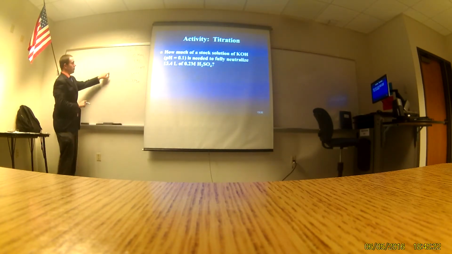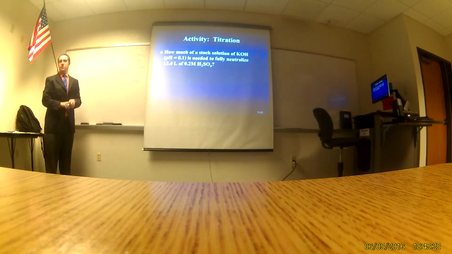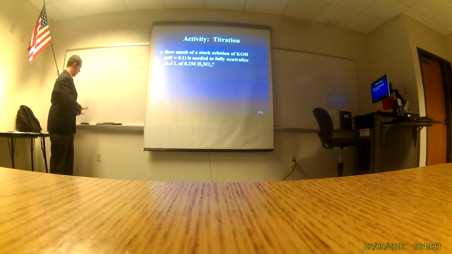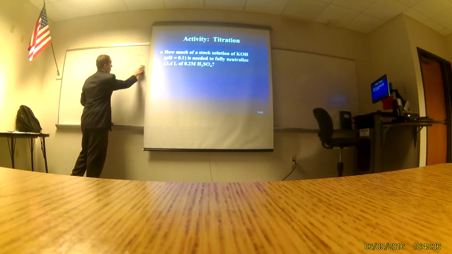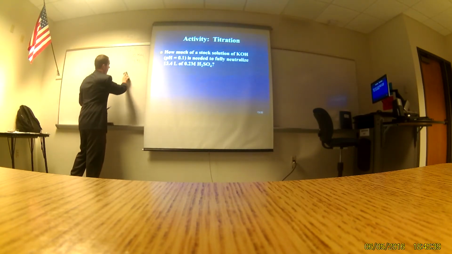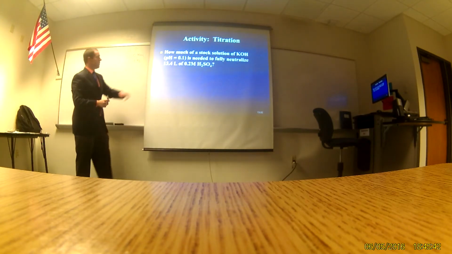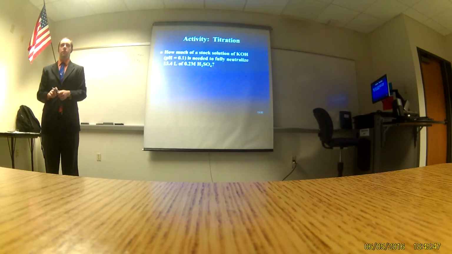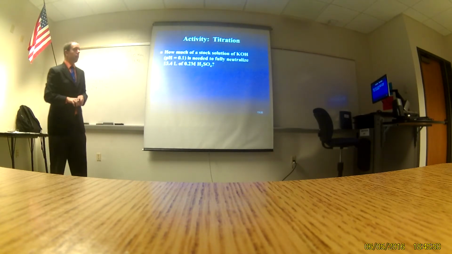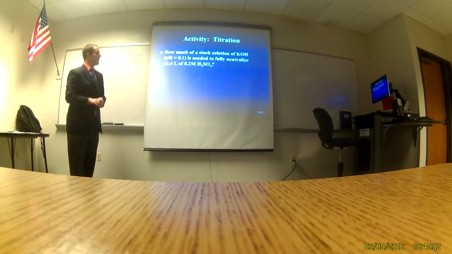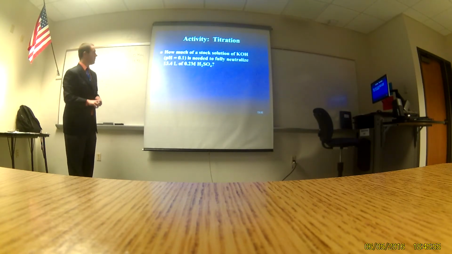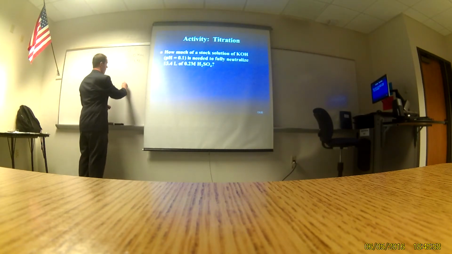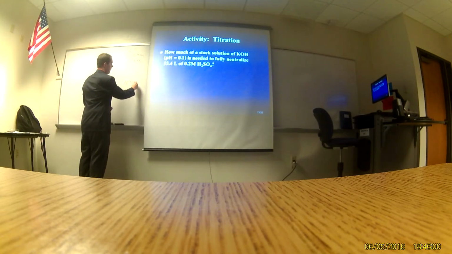Because concentration 2 is a base, we need the OH minus concentration, not the H3O plus concentration. So we have to come back. We have to erase this. If the pH is 0.1, what is the POH? 14 minus 0.1 is 13.9. The POH equals 13.9.